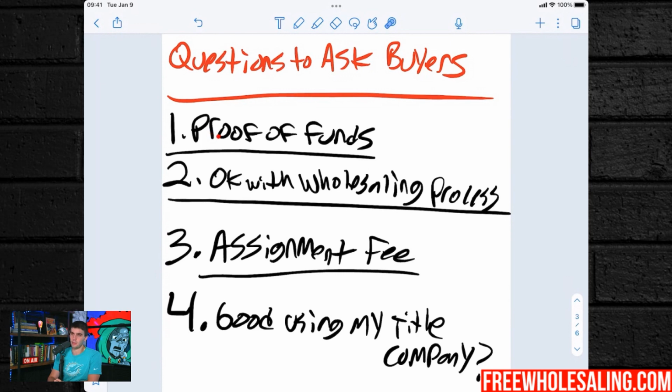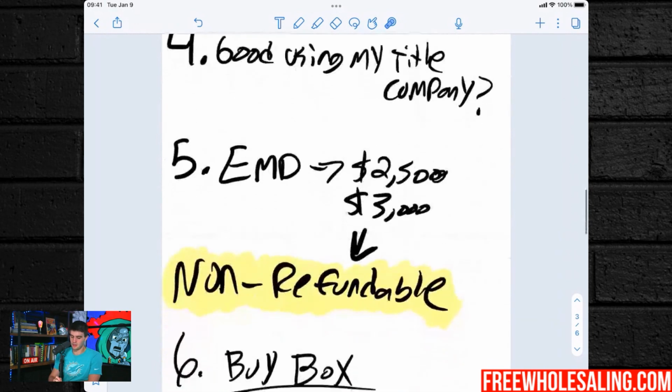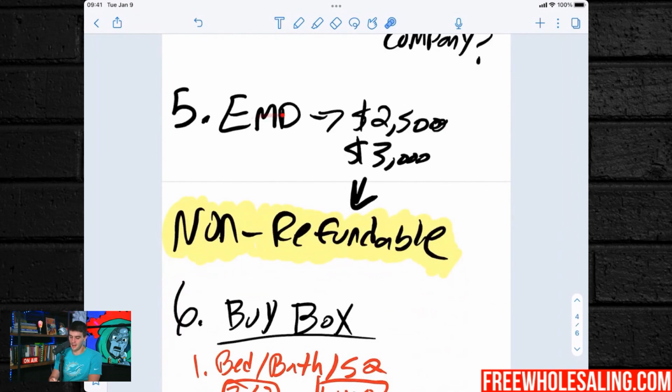And again, what are the questions we have to ask our buyers? Number 1, proof of funds. Get a proof of funds from them. Cash buyer, not a hard money buyer. Number 2, are they okay with the wholesaling real estate process? Remember, if they're not okay with it, not a good deal. Are they okay with my assignment fee? Are they good using our title company? Make sure they know we have a non-refundable earnest money deposit.